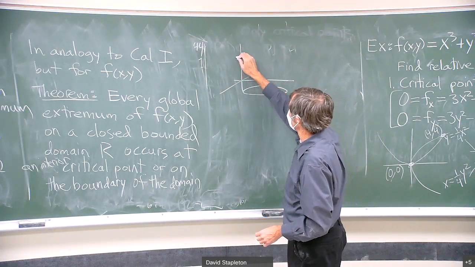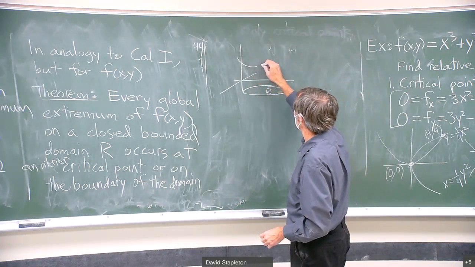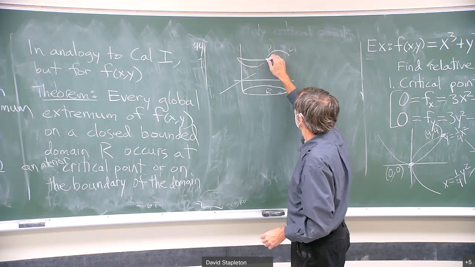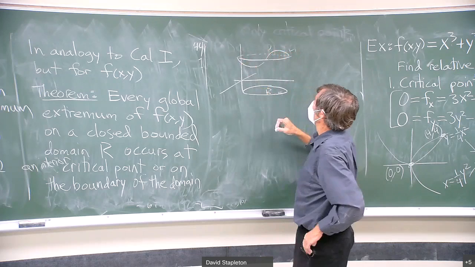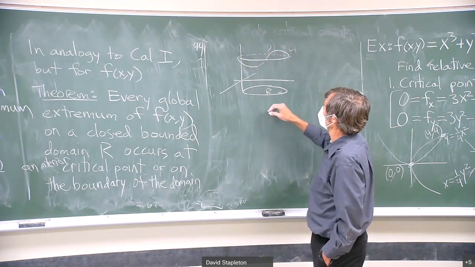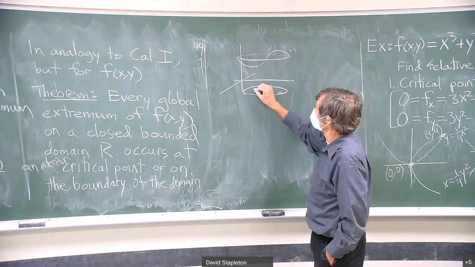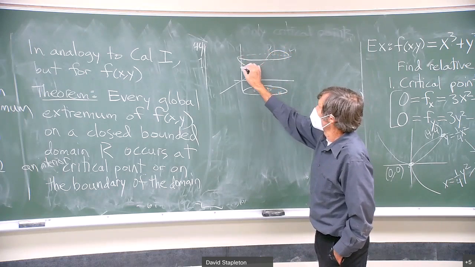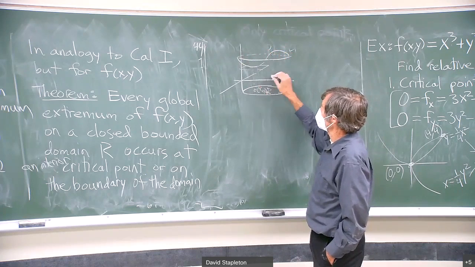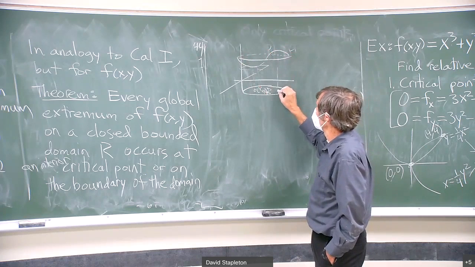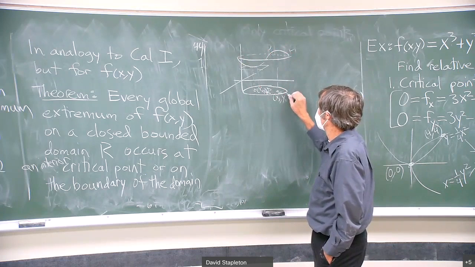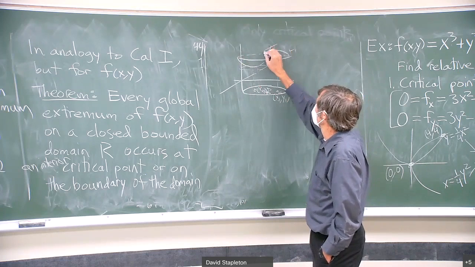And then you've got a surface over the top. Like this. And every global maximum or minimum occurs either in an interior critical point like this. Here's an x0, y0. That occurs in an interior critical point where you have a horizontal tangent plane. Here's another one, x1, y1. In this case, the global maximum and the global minimum occur at interior critical points.